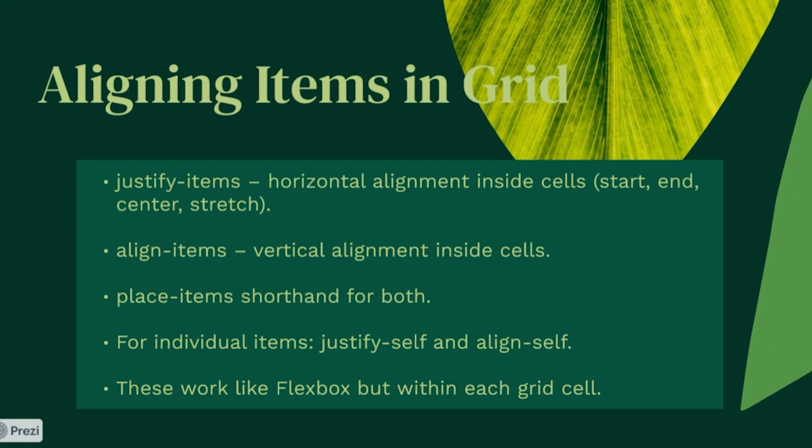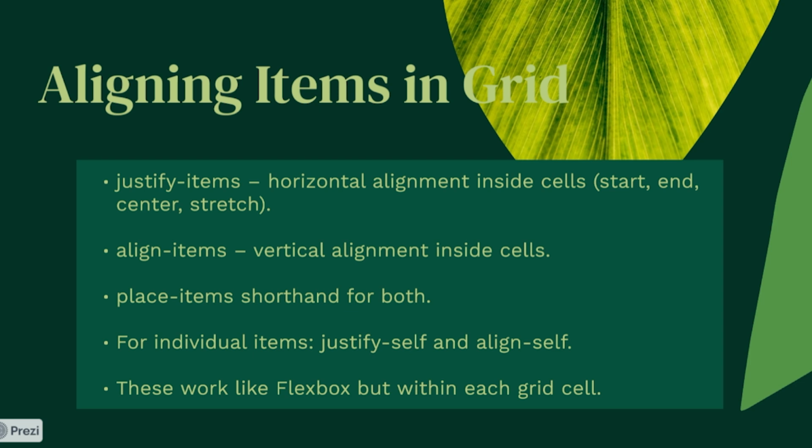Next one is aligning items in grid. Now let's learn how to align items inside the grid cell. The justify-items property controls the horizontal alignment. It can place items at the start, center, end, or stretch them to fill the space.